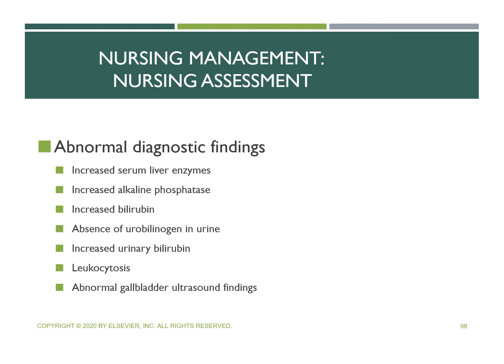Abnormal diagnostic findings could include elevated serum liver enzymes, increased alkaline phosphatase, increased bilirubin levels. Sometimes patients actually appear quite jaundiced and they have gallbladder disease, so that is something that we do see a lot with these patients. Increased urinary bilirubin, leukocytosis, and abnormal gallbladder ultrasound findings.